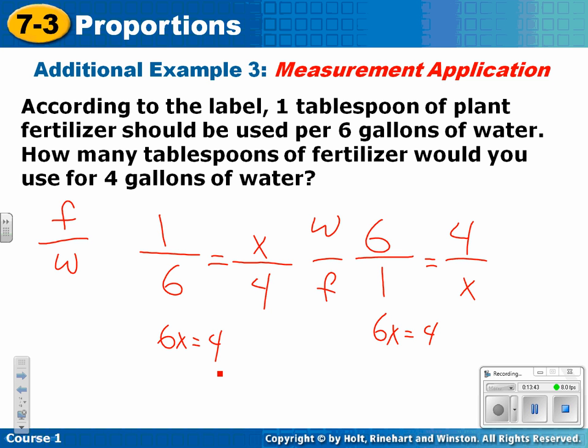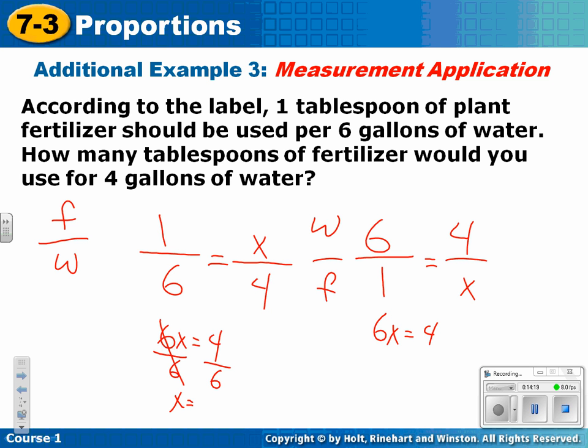Now, here's a problem. What do I do? I have an algebraic expression, that's right. What do I have to do? Figure it out. So what's happening to the variable? I got to do the opposite. What is it? So I got to divide by 6. And I got to do it to both sides. Divide by 6. I'm left with x equals 4 divided by 6.